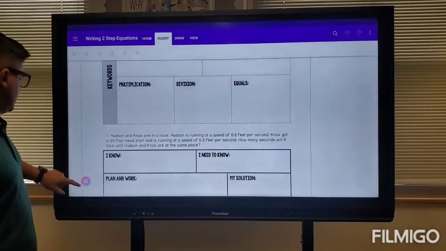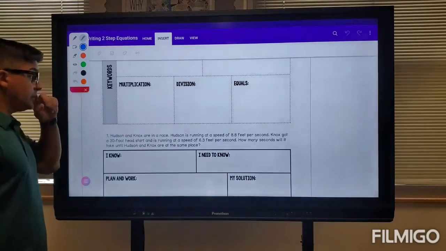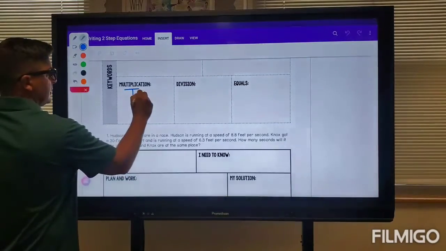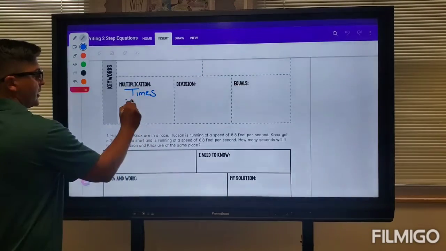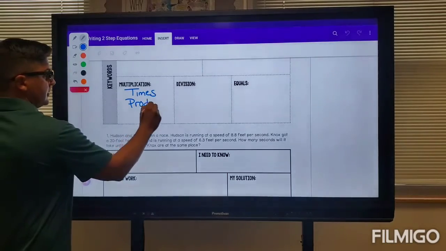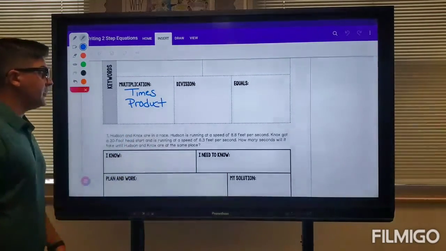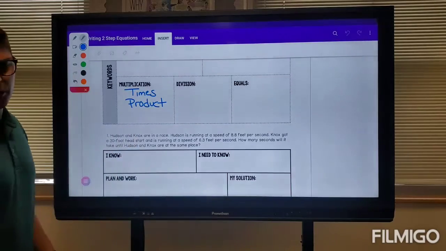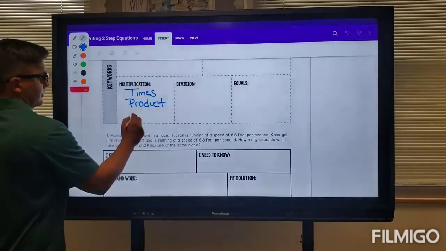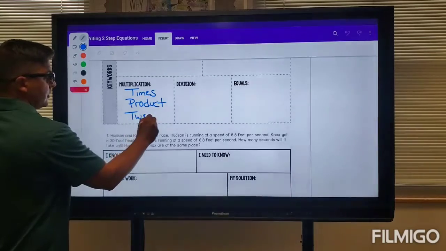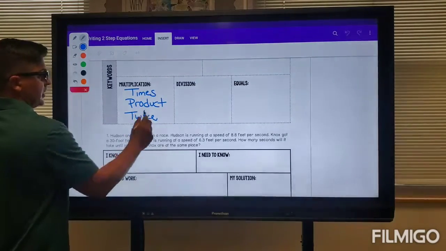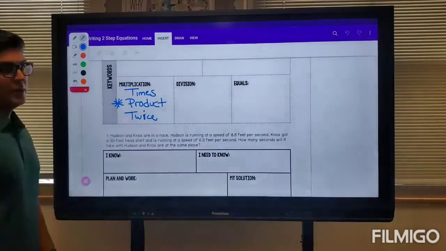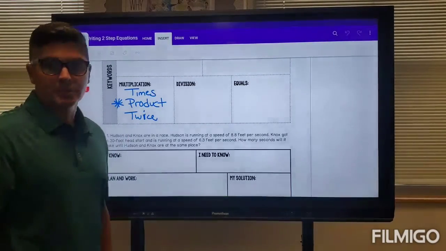We'll take a look at multiplication. And for multiplication, sometimes we'll see "times," okay? Times. "Product," the product of 5 and 5, okay? That's going to mean multiplication. And we'll do one more. "Twice the number," okay? Twice the number, that's also multiplication. I would probably say product would be your most popular, okay?